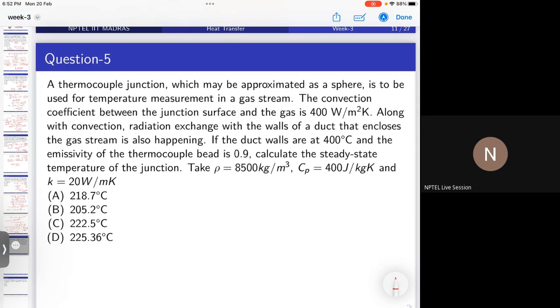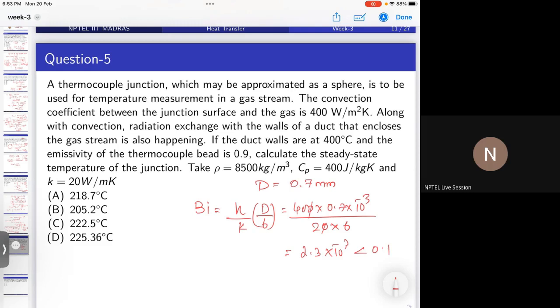But actually, for this question, just to find out the steady state temperature, there is no need of checking for lumped analysis, but just check whether this can be treated as lumped analysis. So diameter we can take as 0.7 mm. So Biot number is h by k, that is d by 6, right? 400 into d by 6, k is 20. So 2.3 into 10 to the power minus 3. This is less than 0.1, so we can have the lumped assumption.